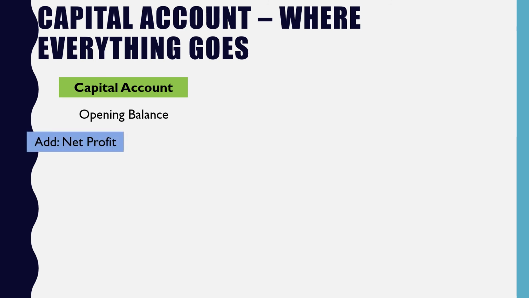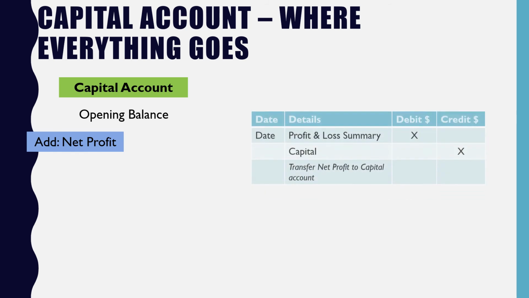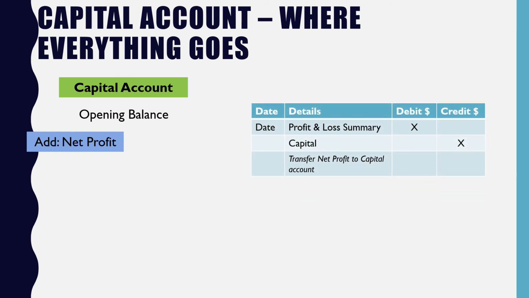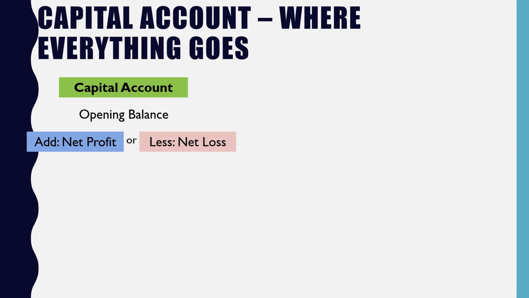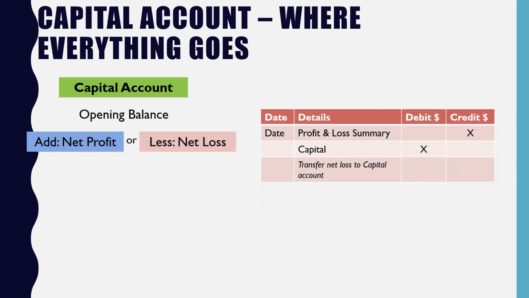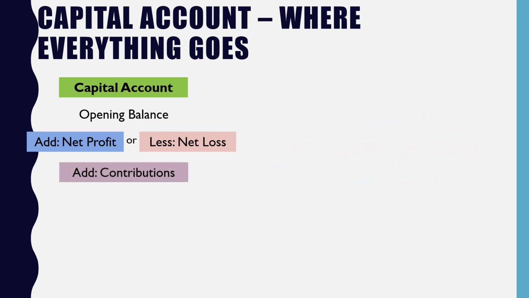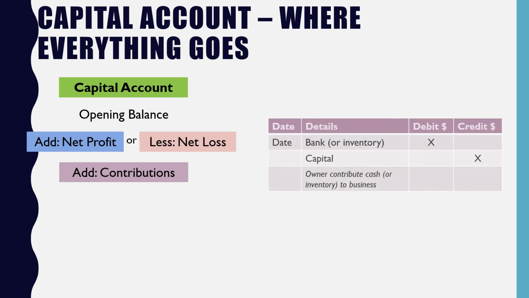Perhaps we had a net profit that would add to the capital account balance, and this would have been the entry that was taken up to transfer the net profits by debiting the profit and loss summary and crediting the capital account. Perhaps there was a net loss instead, and this entry would have been taken up, where we transferred the net losses to the capital account by crediting profit and loss summary and debiting capital account. Perhaps the owner might have made capital contributions, which would increase the capital account balance. The entry made would have been a debit to the bank or inventory account and a credit to the capital account.